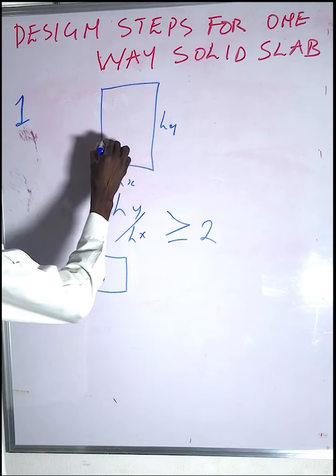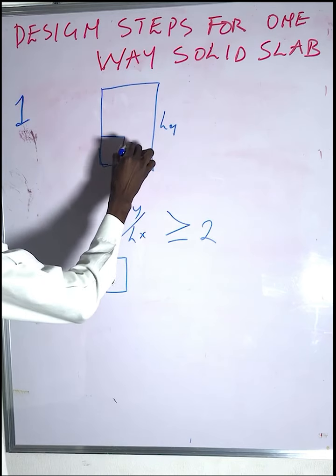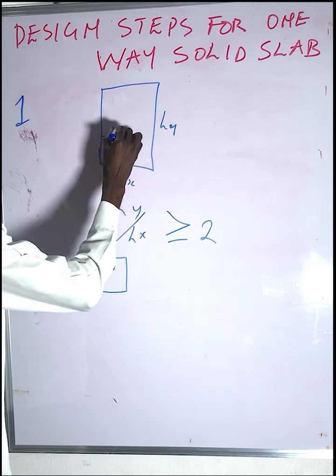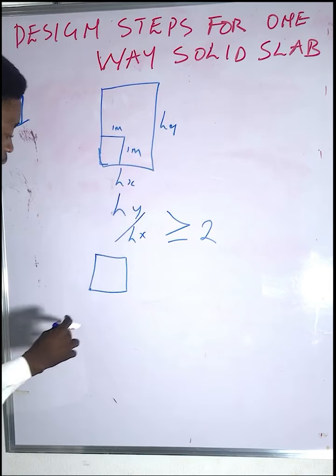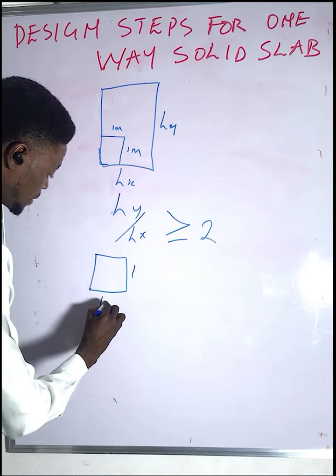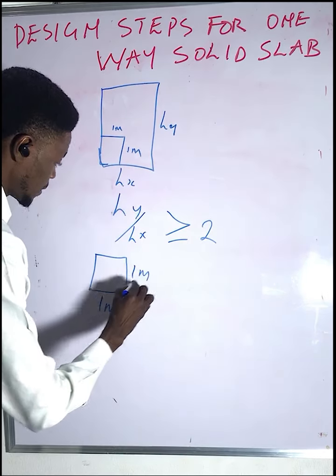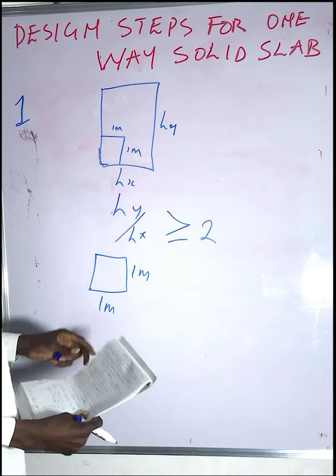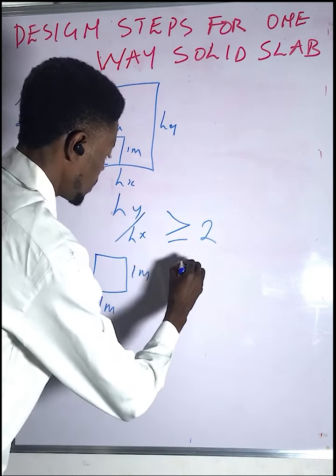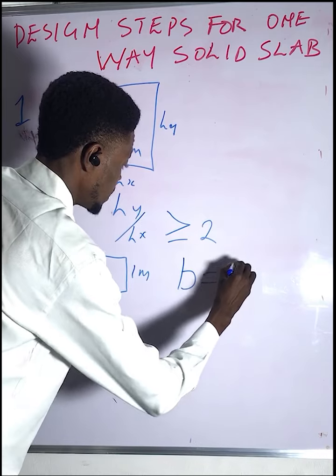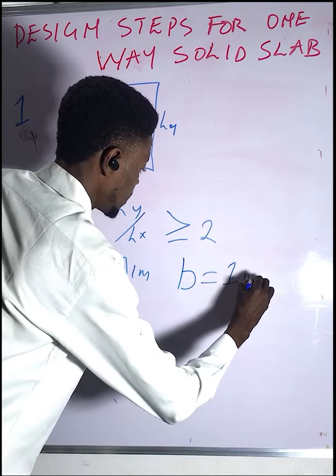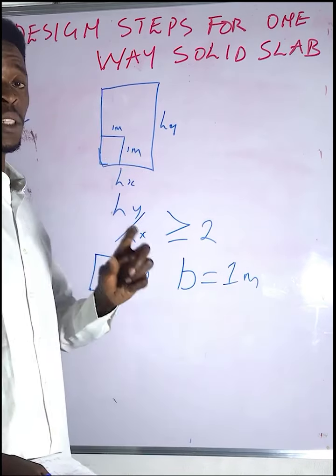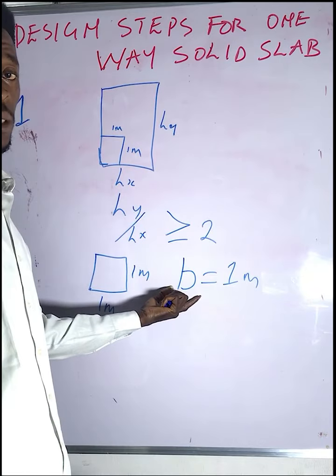Then you consider 1 meter by 1 meter, to take your breadth as 1 meter when designing a slab. When designing a solid slab, your breadth should be 1 meter.